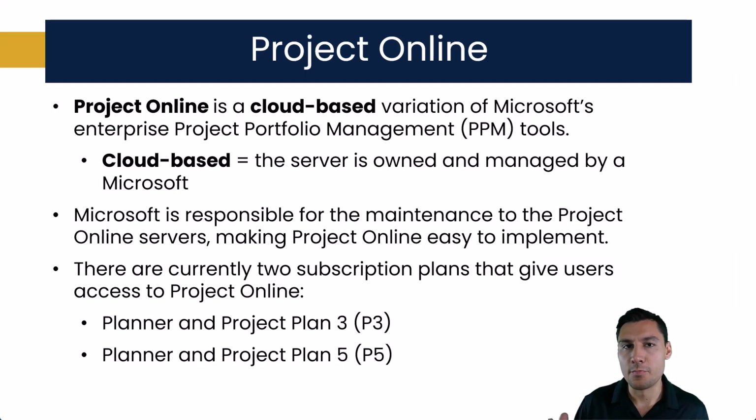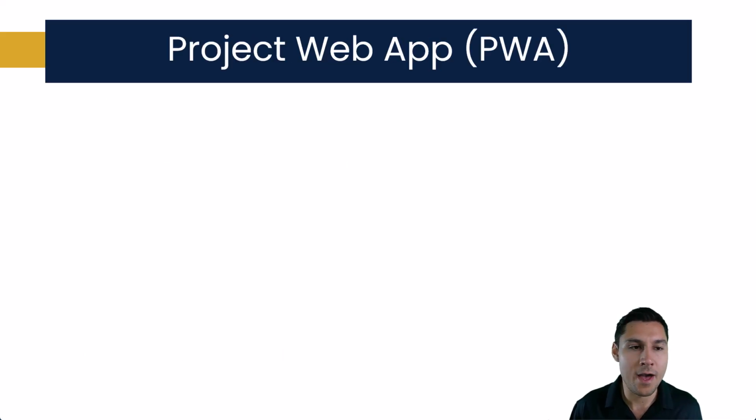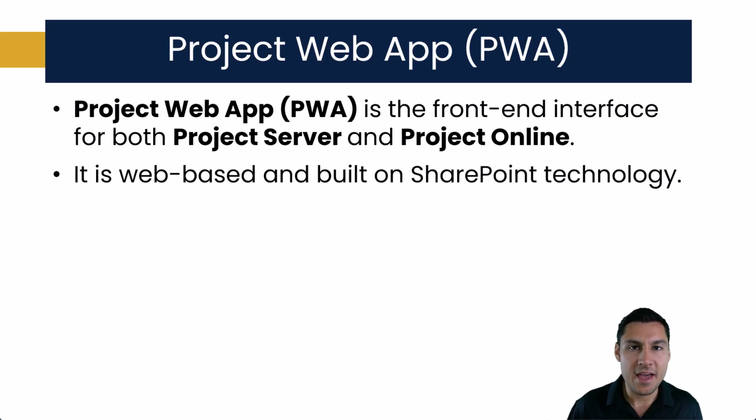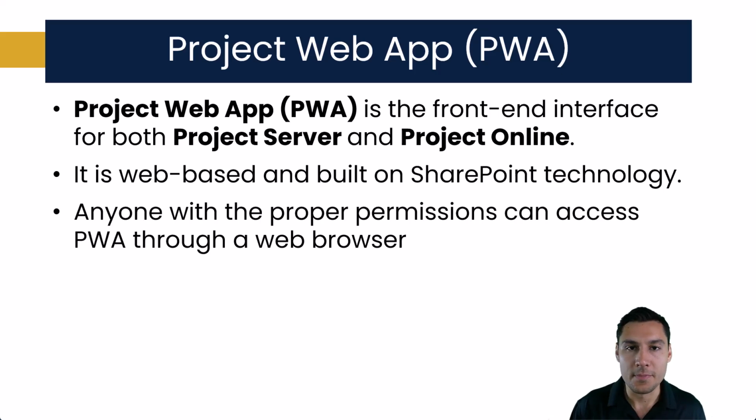So Project Server and Project Online really function exactly the same way. The only difference is that one is an on-premises PPM solution and one is a cloud-based PPM solution. You'll interact with the data for both Project Server and Project Online through something called Project Web App. That's going to be our front-end interface for both Project Server and Project Online. It's a way that we can look at the published data through a user-friendly view. Okay, so it's web-based, it's going to be based in SharePoint technology, it's going to look like a SharePoint site, and anyone with the proper permissions can view information from your Project Server or Project Online database through the web browser.